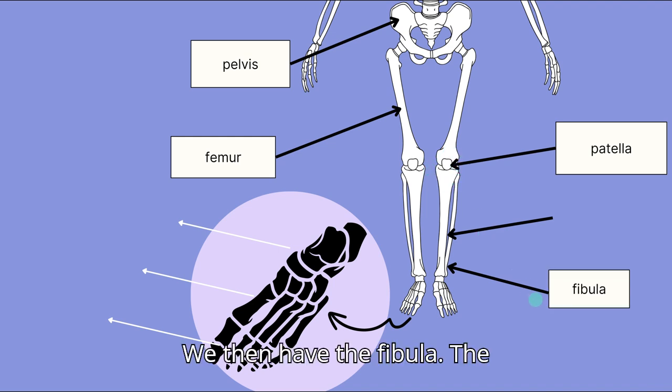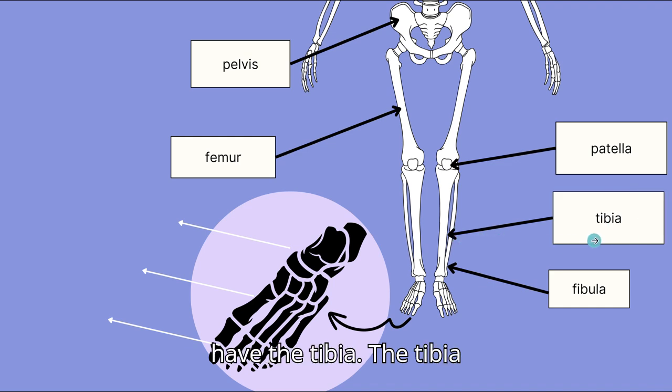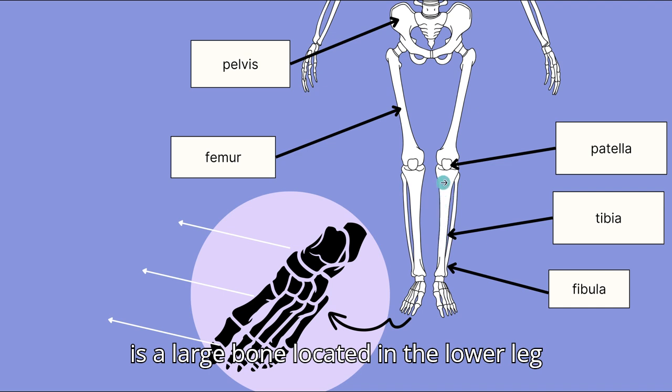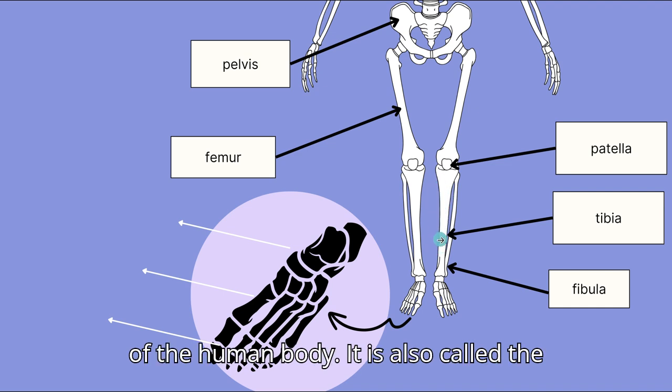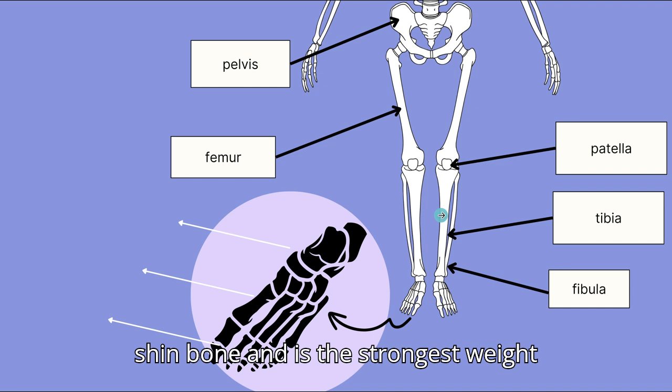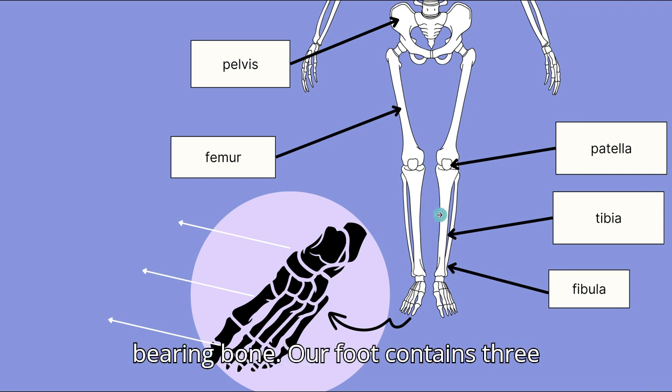We then have the fibula. The fibula is the outer and thinner bone of the lower leg. It provides attachment for the muscles. Then we have the tibia. The tibia is a large bone located in the lower leg of the human body. It is also called the shin bone and is the strongest weight-bearing bone.